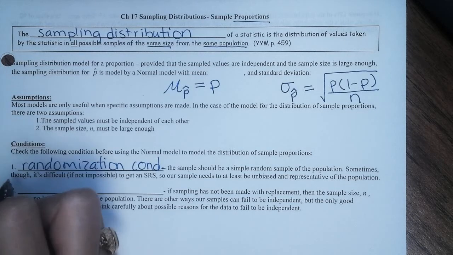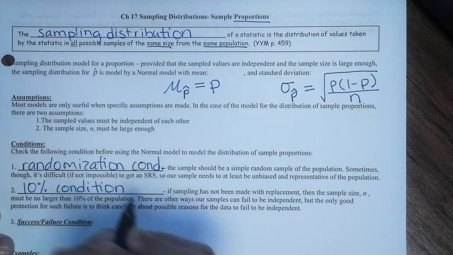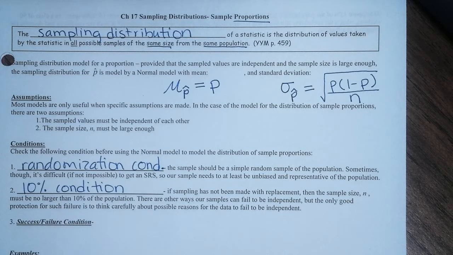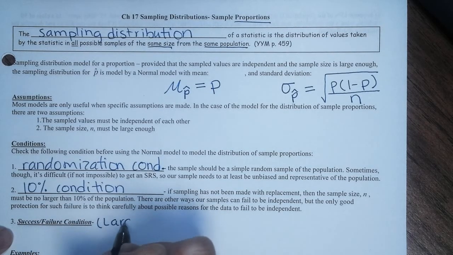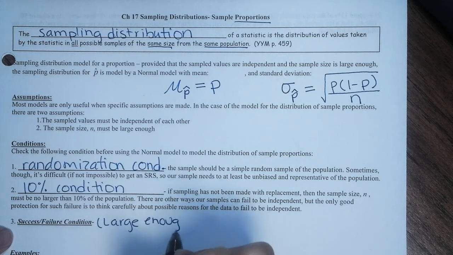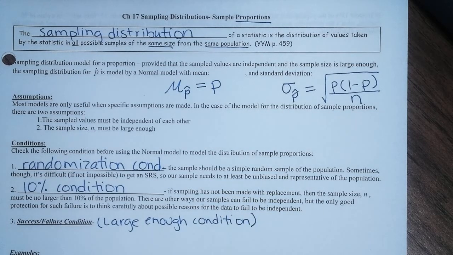Second thing is still the same, the 10% condition. So either we know for sure that our sample is less than 10% of the population, or if we don't know for sure, we can just say assume our sample is less than 10% of the population. And then, okay, finally, remember the large enough condition, the third one? For proportions, it's called something slightly different. It's called the success/failure condition, but you can still call it the large enough condition if you prefer. This is the only one that's different, and this is where students get confused.